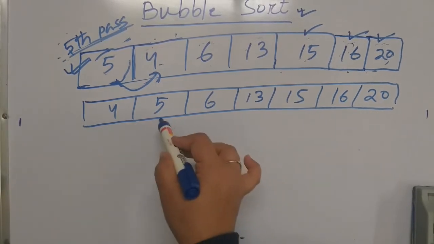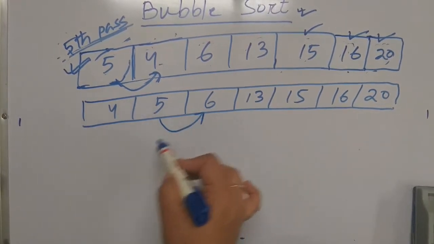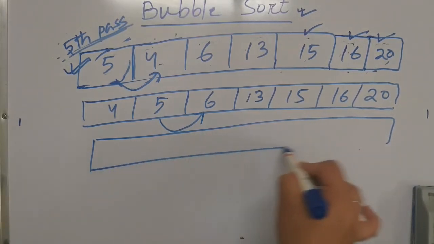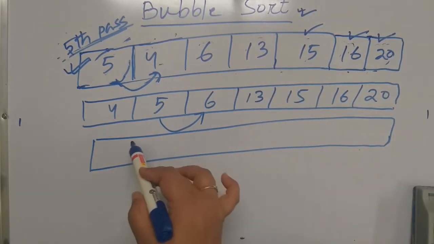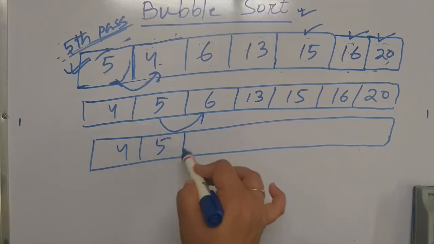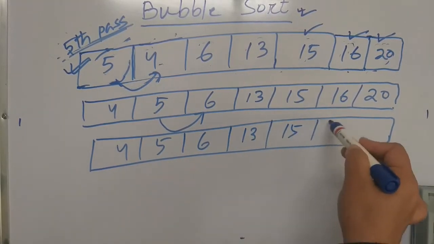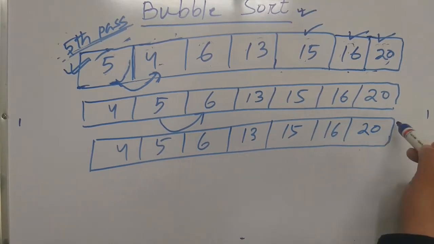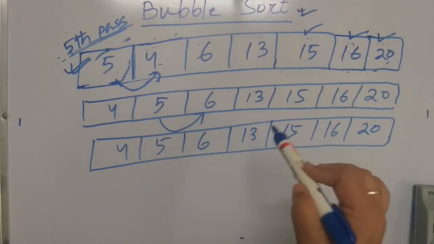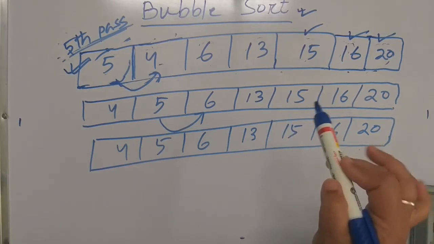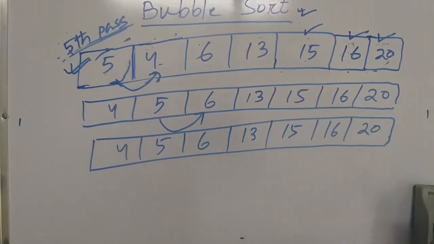Okay, so once again here 5 is compared with that of the 6. Okay, so what is the result here? Here 4, 5, 6, then 13, then 15, then 16, then 20. Okay, so this is the result of the fifth pass. Only how many comparisons here? 3 comparisons, because 3 elements remain there.